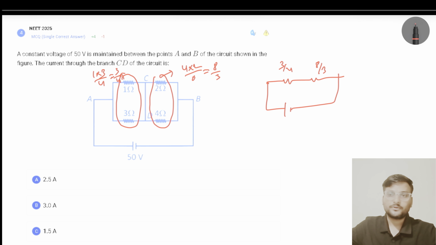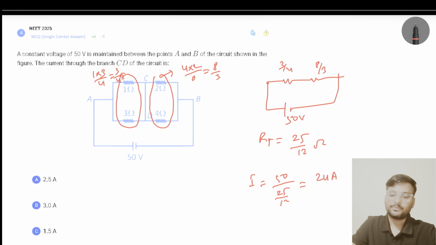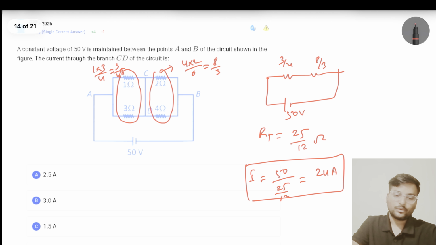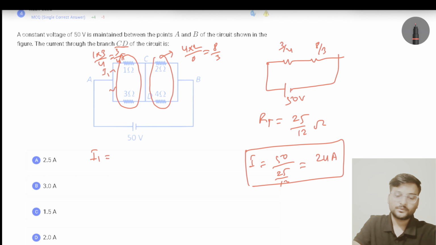So first of all I am finding the R total here. So R total becomes how much, 50 volt, that is how much, 25/12 ohm. Okay, and I is equal to how much, 50 by 25/12, that we are getting 24 ampere. But in this question they are asking you what is the current through CD. So we are trying to solve with the current division rule. What is the current division rule? Current division rule says that I1 is equal to how much, suppose that this is I1 and this is I2.